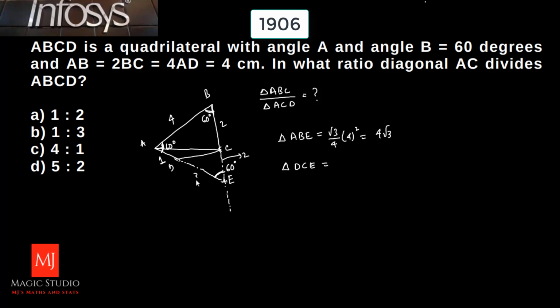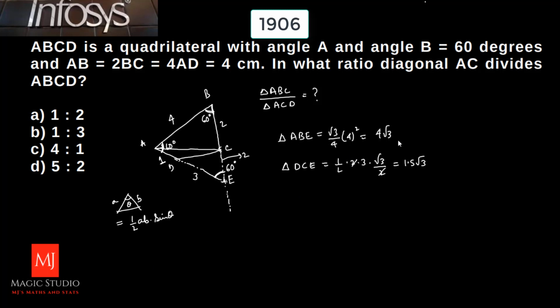DE, length of DE is 3. Then, if we have two sides AB and the angle included between them is theta, the area of a triangle is given by half AB into sine theta. So, the area of triangle DCE is half into 2 into 3 into sine 60 degree. Sine 60 degree is root 3 by 2. So this is 1.5 root 3.